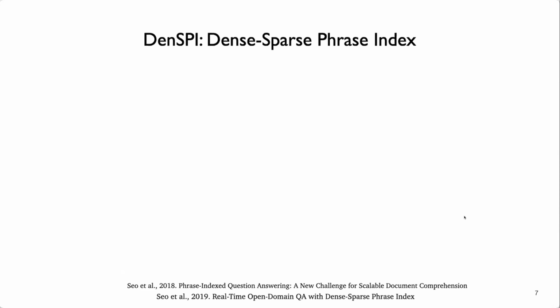Next, I need to say that this whole idea of doing phrase retrieval is not from me, at least. It was first pioneered by Minjoon Seo and other researchers in their 2018 paper for a single passage reading comprehension setting. Later on, they implemented this idea in a system called Dense-Sparse Phrase Index, DenSPI, in their ACL 2019 paper for open domain question answering.